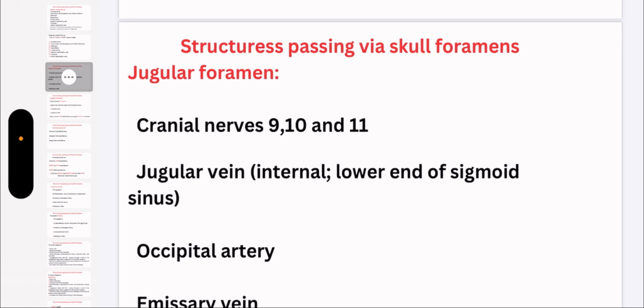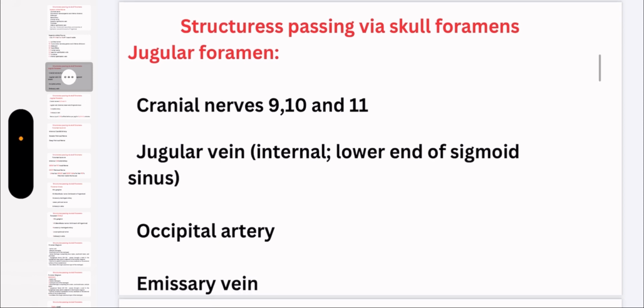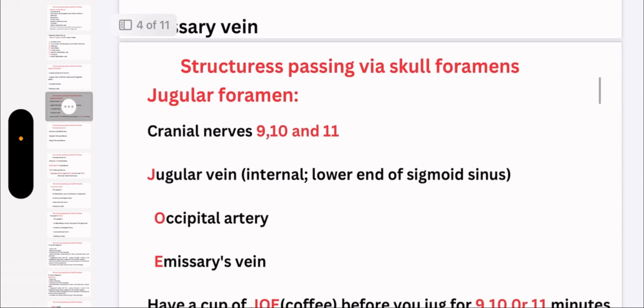The next foramen is the jugular foramen. Structures passing via the jugular foramen are cranial nerves 9, 10 and 11, the internal jugular vein, the lower end of the sigmoid sinus, occipital artery and emissary vein. How can you remember this one? You can remember it easily by remembering this mnemonic.